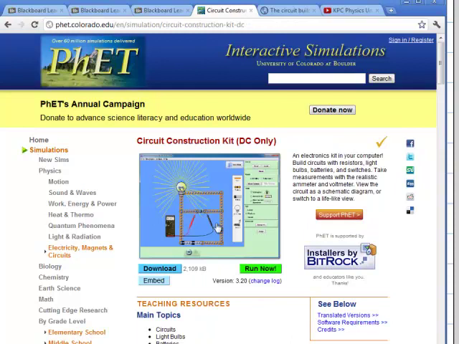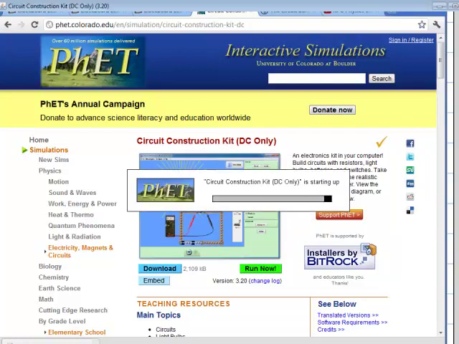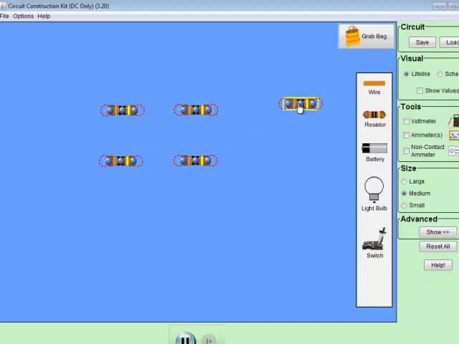So I'm going to click on the construction kit, and that'll take a moment to open. So this is of course from PhET, Physics Educational Technology, from University of Colorado in Boulder. Alright, grab a wire. Actually I'll grab a number of resistors, and it doesn't really matter if I do it like this or if I do it like it does in there.